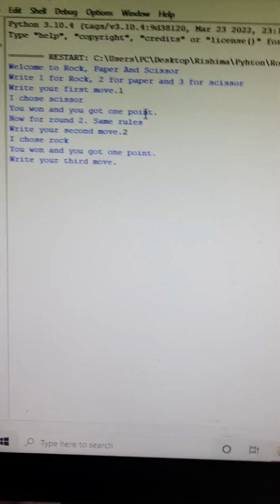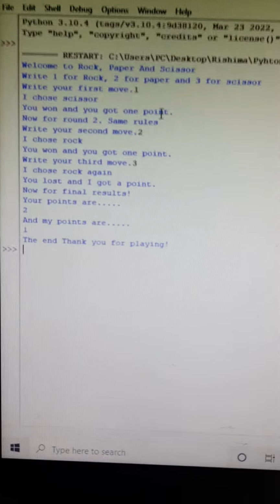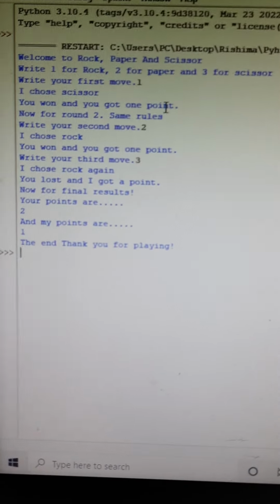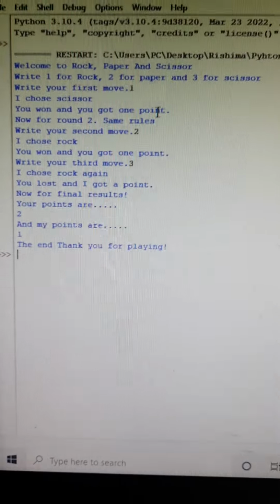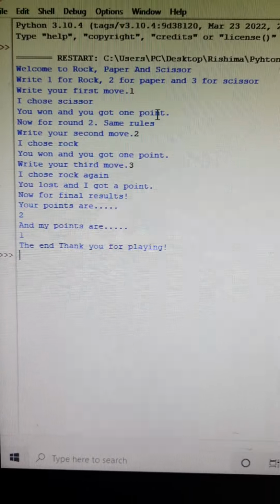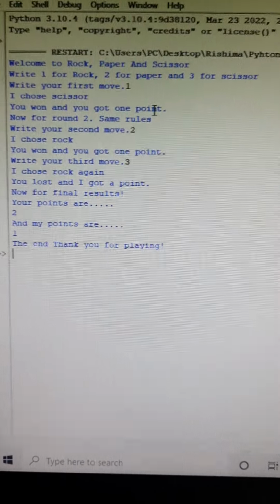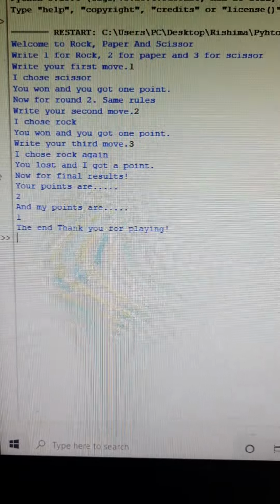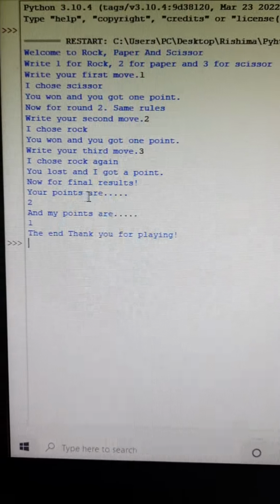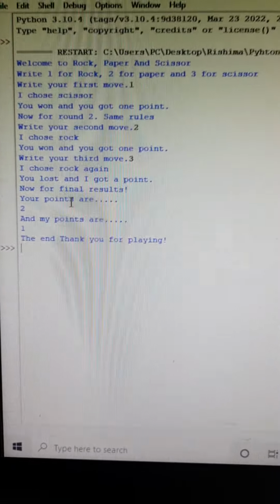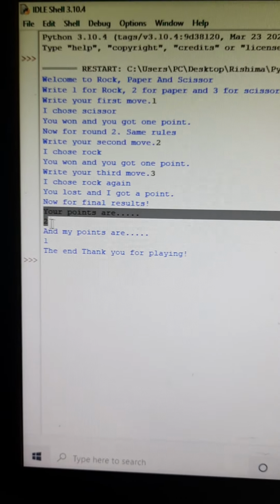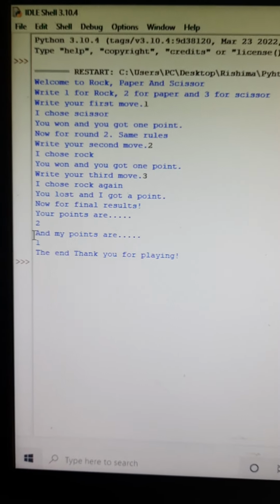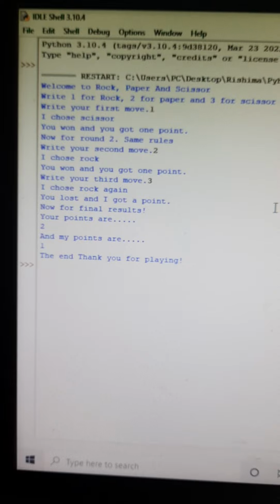Now let's write a third move, which would be 3. In this case the computer chose rock again, and we lost, and it got a point because 3 was for scissor and scissor is defeated by rock. Then it tells us our final results. So for our final results, it calculates the user's or our points, and then it calculates its points. So in this game we got 2 points, and the computer on the other hand got 1 point. Then it thanks us for playing.